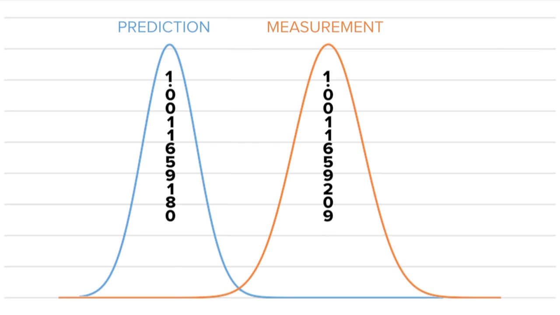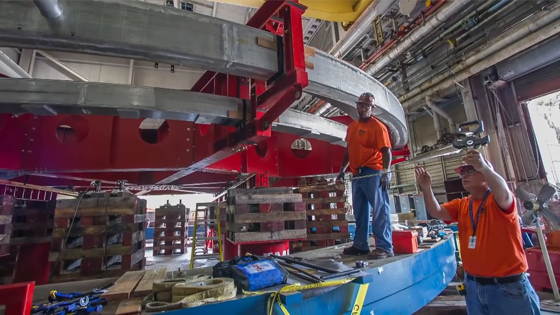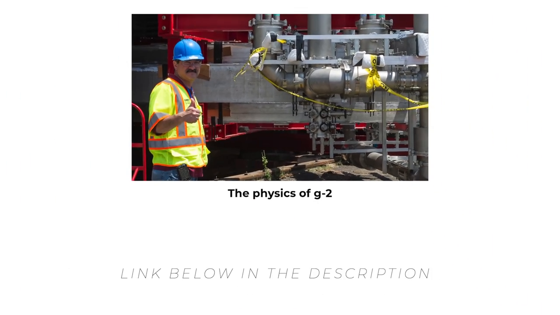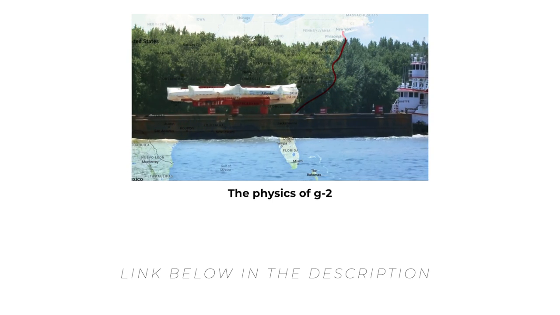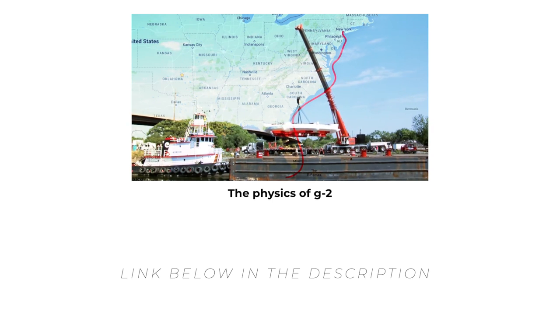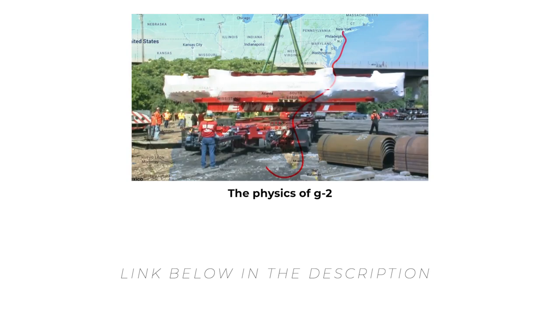A new measurement of the magnetic properties of the muon is underway at Fermilab, called the G-2 experiment. It's hard to make predictions, especially about the future, but they could announce the results of their measurements within a year. It's one of the most anticipated measurements in modern physics. I made a long-form video about G-2, and the URL is in the description.